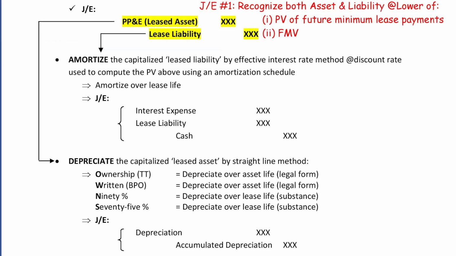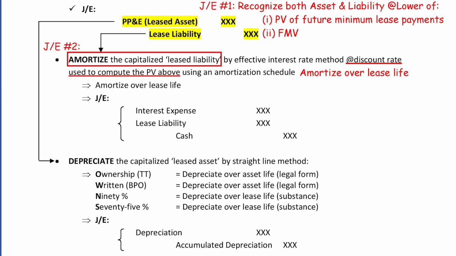So guys, as we know, the leased asset is recorded at the lower of cost or fair value. Cost we calculate using the present value of future minimum lease payments. On the next sub-bullet, write journal entry number 2 and put a box around amortize the capitalized lease liability. You do that by the effective interest rate method, and underline at the discount rate used to compute the present value above. Amortize over lease life. So the lease liability is amortized over the lease life, and you're going to have an interest expense each period. Highlight interest expense and write I/S because that goes to the income statement of the lessee.